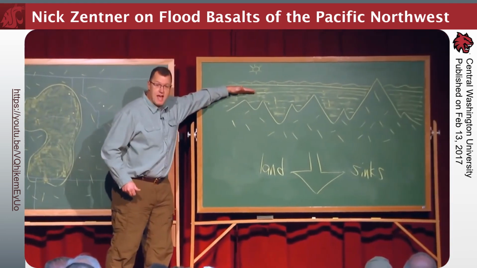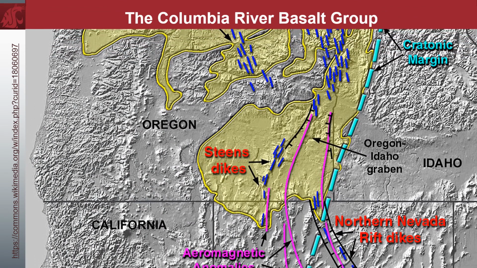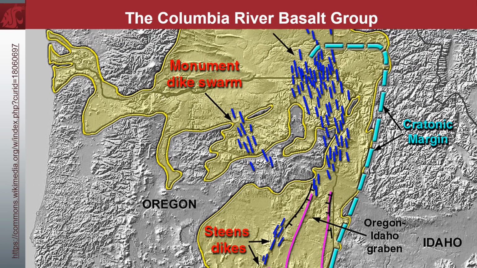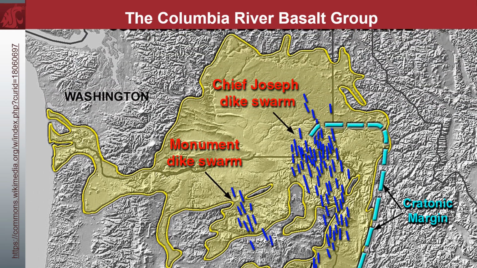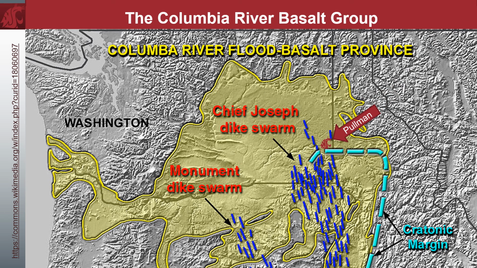So this is the cake. The Columbia River Basalt Group is the youngest, smallest, and one of the best preserved continental flood basalt provinces on Earth, mainly eastern Oregon and Washington, western Idaho, and parts of northern Nevada.